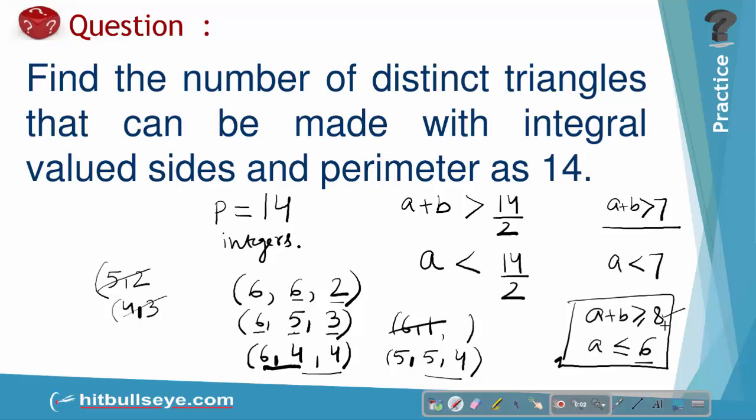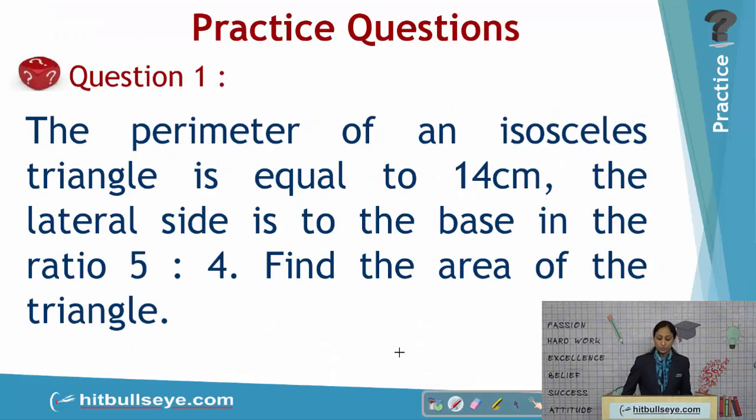Similarly, going below, 3, 6 is here. 3, 5 is here. 3, 4 and the lower ones are not possible. 2, 6 is here. 2, 5 and the lower ones won't be possible again. 1, 6 is not possible and the lower ones are also not possible. So in short, only 4 triangles are possible such that the lengths of the sides are integers and the perimeter is 14. Now these are some practice questions for you to test your learning.